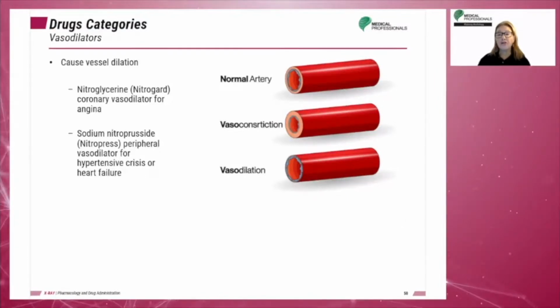Vasodilators are drugs used to cause vessel dilation, especially in the treatment of atherosclerotic disease. Examples are nitroglycerin, such as Nitro-Dur, which is used as a coronary vasodilator for angina. Headache is one side effect of this medication. Another is sodium nitroprusside or Nitropress, which is a peripheral vasodilator for the treatment of hypertensive crisis or heart failure.